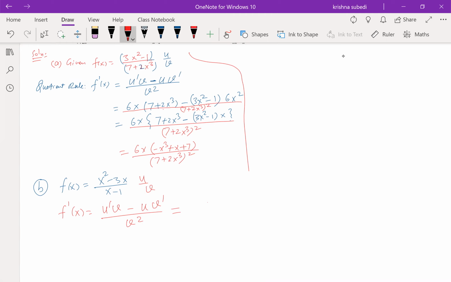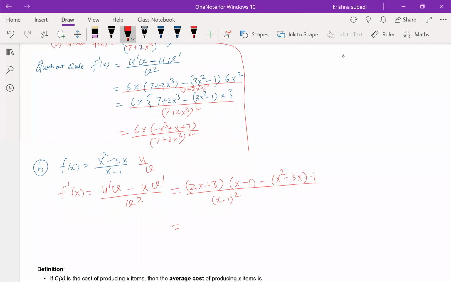So we need to find the derivative on the top, which is 2x minus 3, and copy the bottom part v as it is, x minus 1, and minus copy u, which is x squared minus 3x, and then the derivative of the bottom part, which is 1, over v squared. So that's going to give me x minus 1 squared. So this is pretty simple. You can simplify it. It's not a big deal.